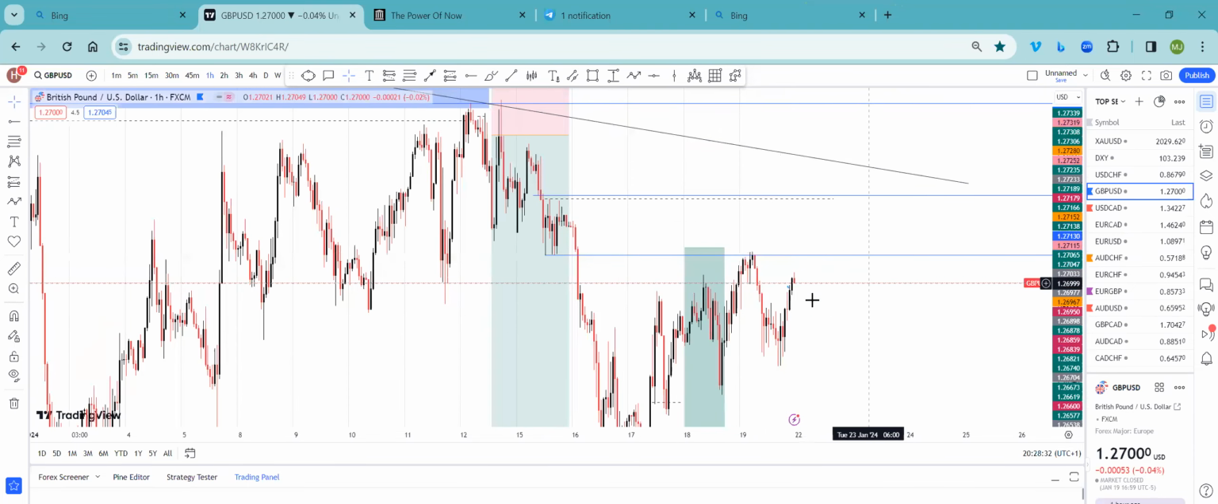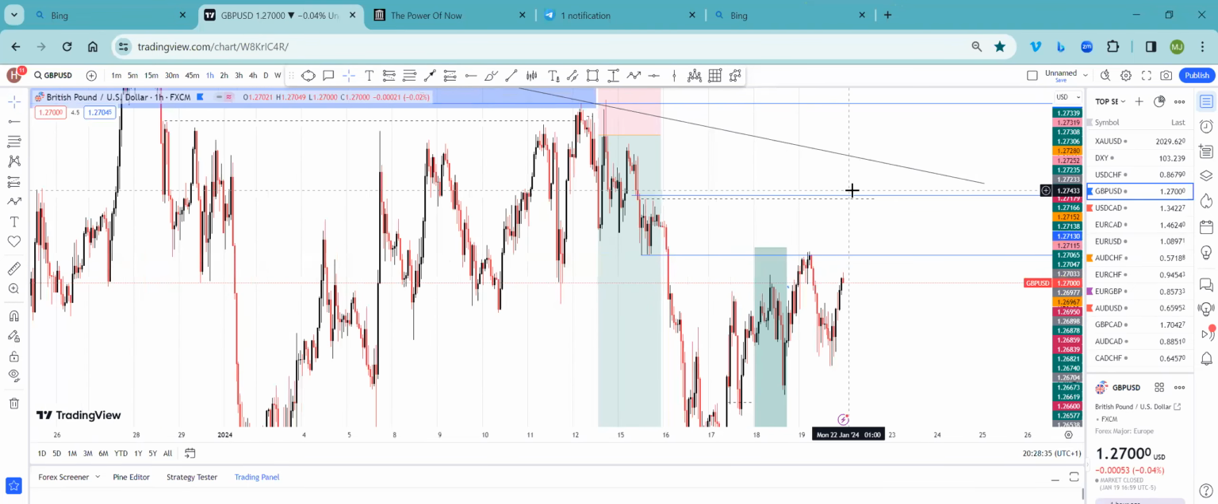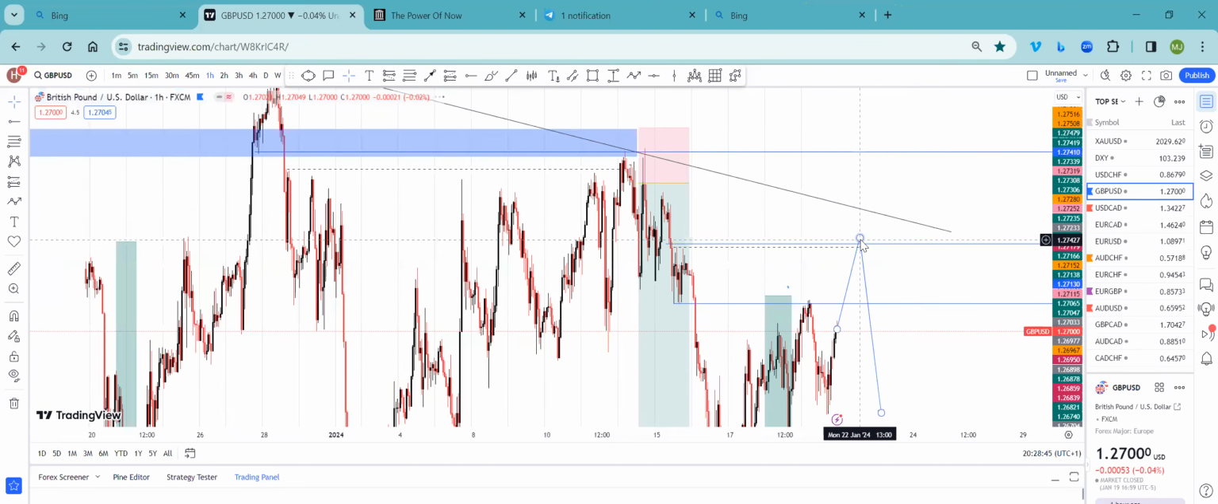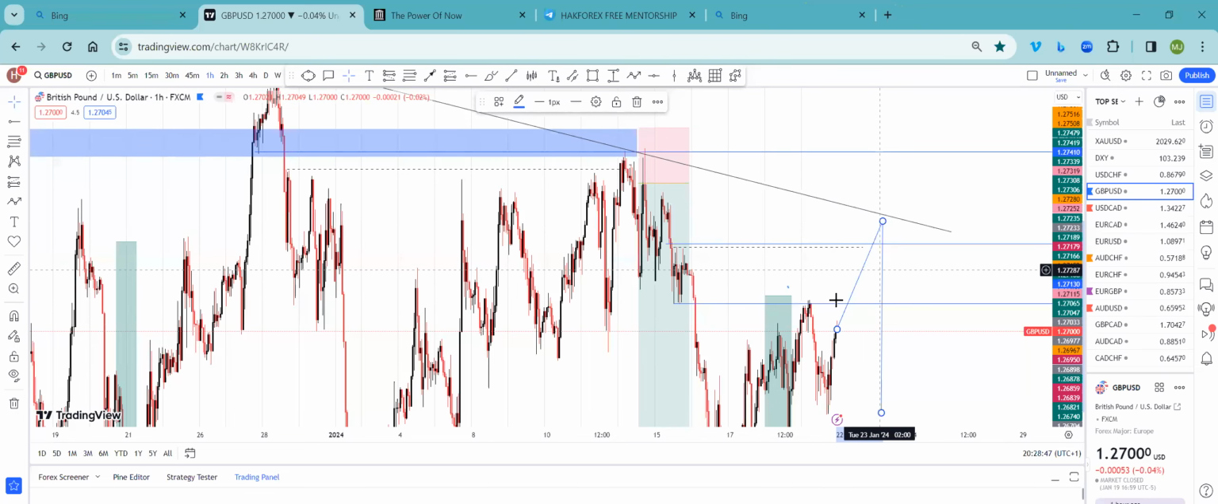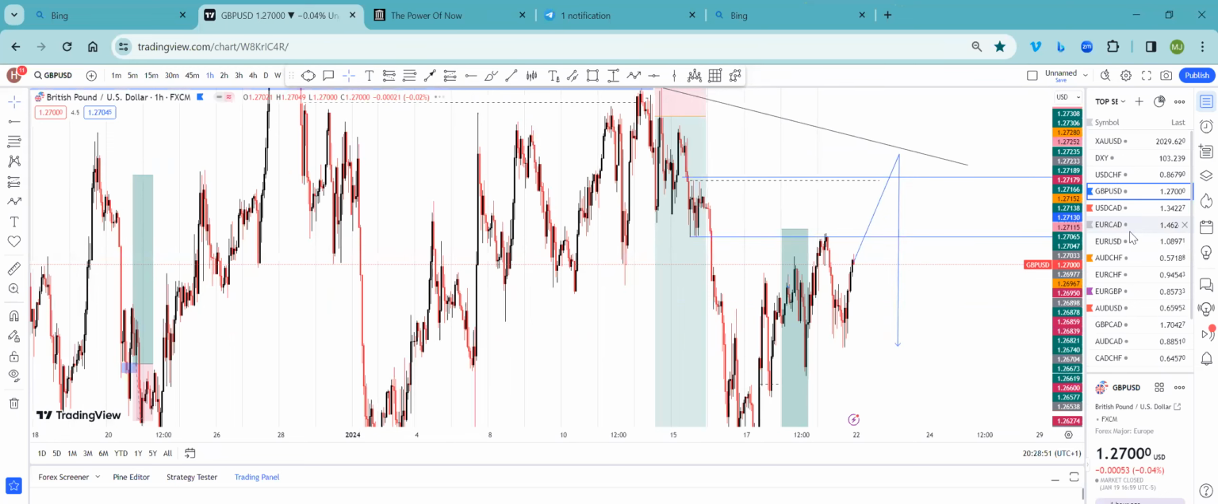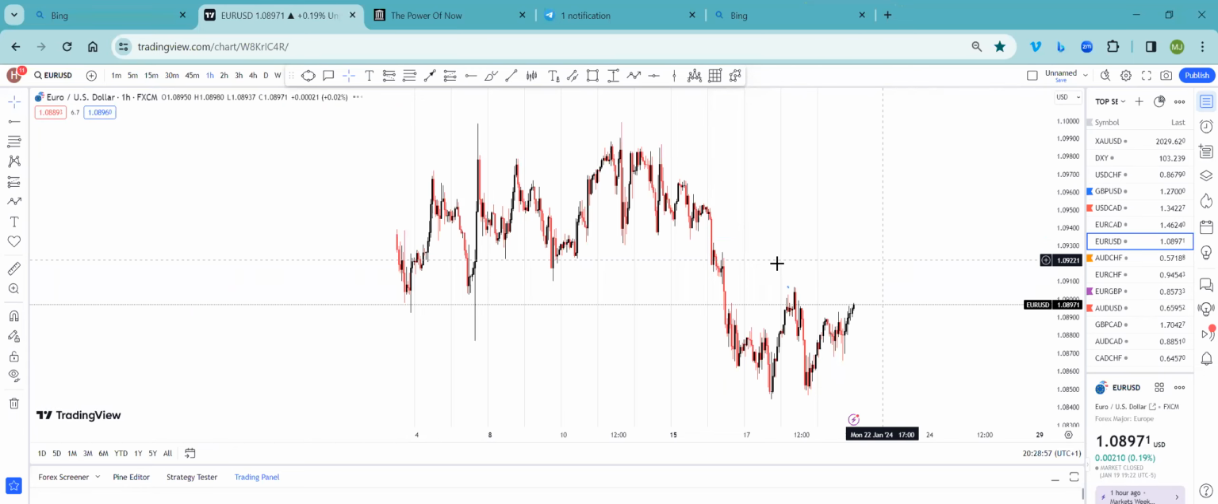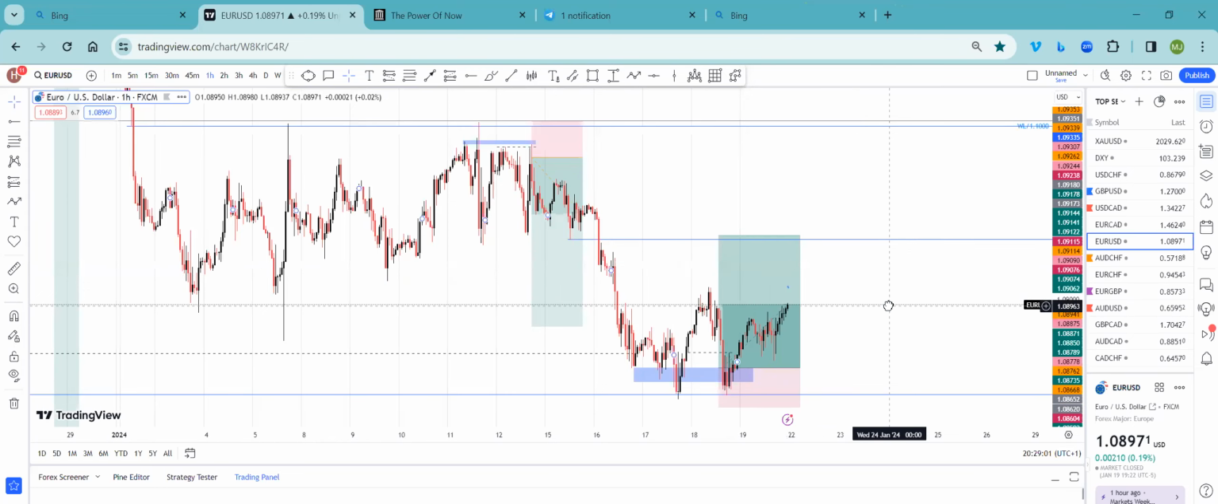So there's possibility for GU as well to take out this high before the massive sell to the downside. That is also what I'm expecting from GU area. I'm also expecting GU to take out this high to sell. So the next one as well is EU. EU, I'm also long on EU, since on Thursday, we were already long on EU.